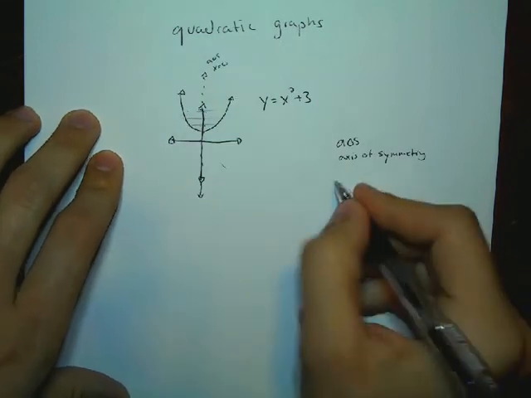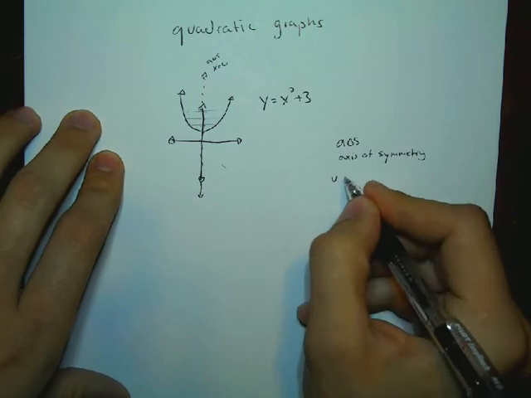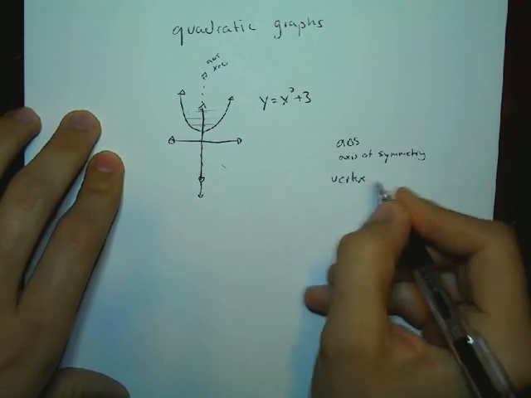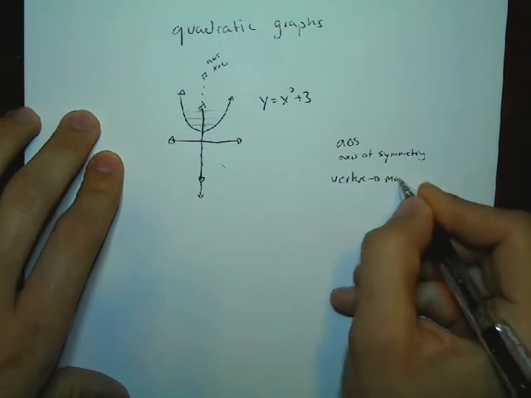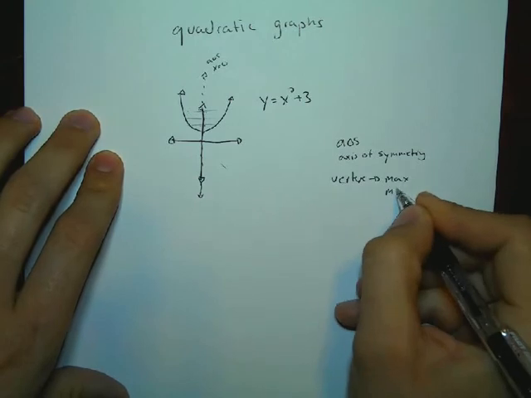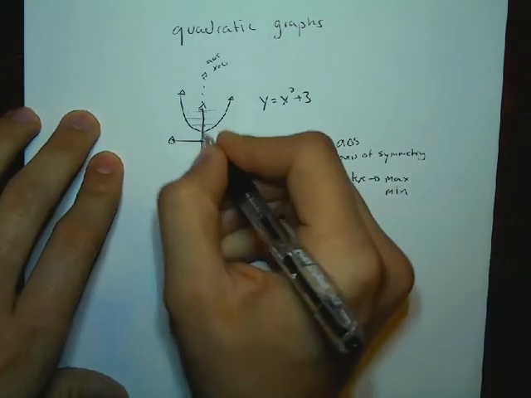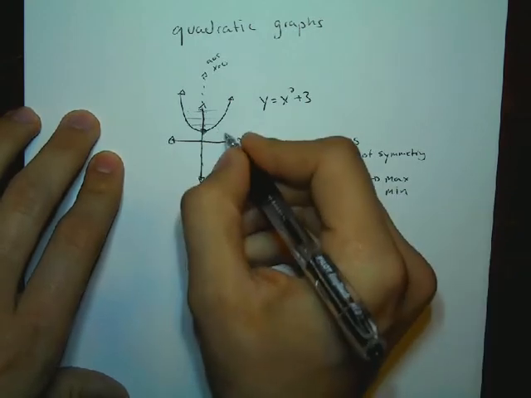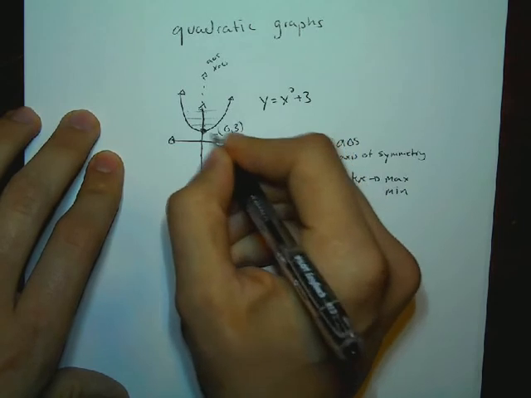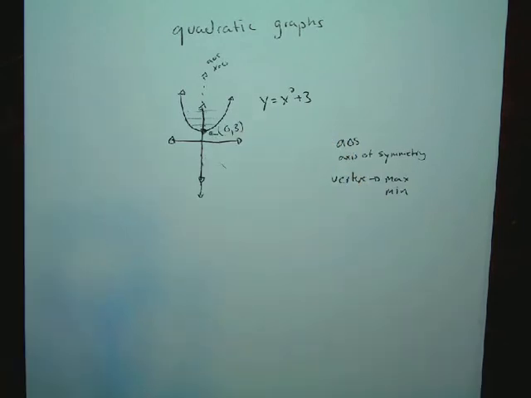The next piece that we're going to talk about is the vertex. The vertex is the maximum or the minimum-most point on your parabola. In this case, our vertex would be 0, 3. Right here. It's a minimum. Now the parabola can only have a maximum or a minimum.